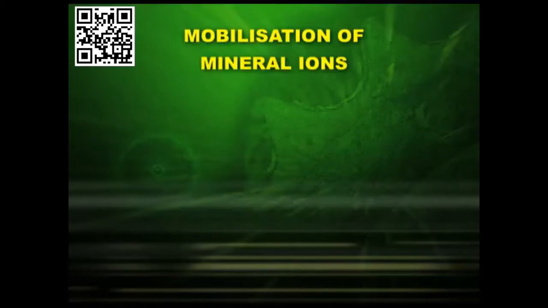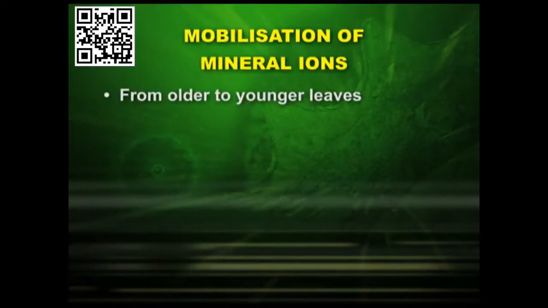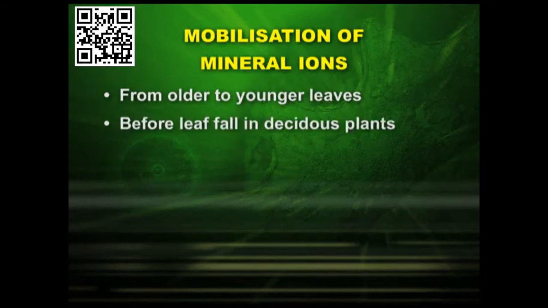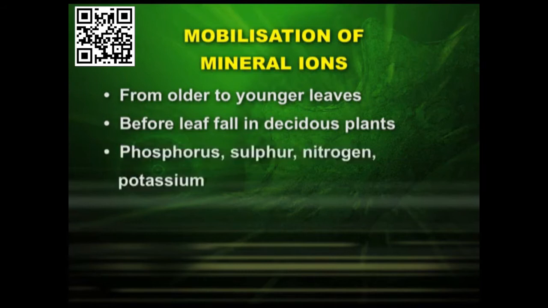In plants, the mineral ions can be mobilized or immobilized. In the case of mobilization of mineral ions, they are mobilized from older to younger leaves. Second, before leaf fall in deciduous plants. And thirdly, the elements which are mobilized are phosphorus, sulfur, nitrogen and potassium.